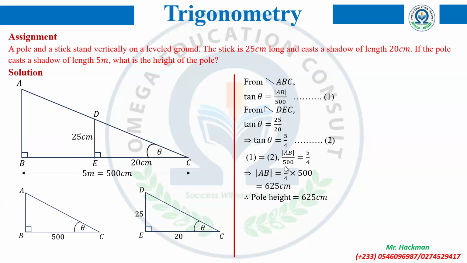We are looking for AB, the length of AB. So we cross multiply, or we multiply through by the 500, and make the length of AB the subject: 5 over 4 times 500, which gives us 625 centimeters. So you draw your conclusion. Therefore, the height of the pole is equal to 625 centimeters.